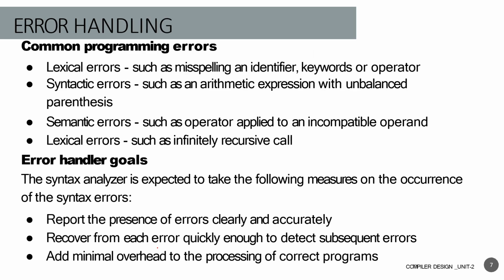So now we are going to discuss error handling. Mainly in a compiler, four kinds of errors can happen: lexical errors, syntactic errors, semantic errors, and other errors. What is a lexical error? Lexical errors are such things as misspelling an identifier, keyword, or operator.